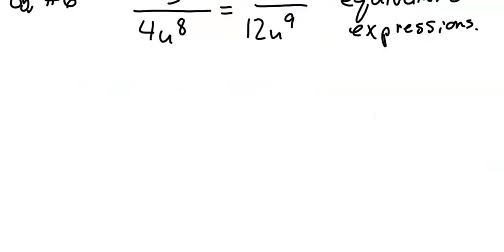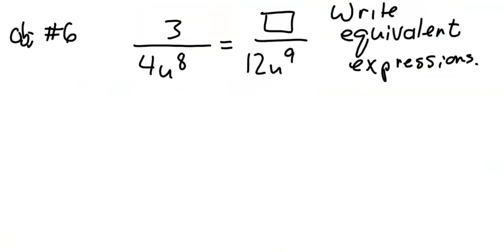Which basically just means, okay, we've changed the denominator. Whatever you did to change the denominator, you've got to do the same thing to change the numerator. So all you got to do is say, all right, I had 4, I got 12, multiplied by 3. Same thing here, you just got to multiply by 3. So 3 times 3 would be 9.